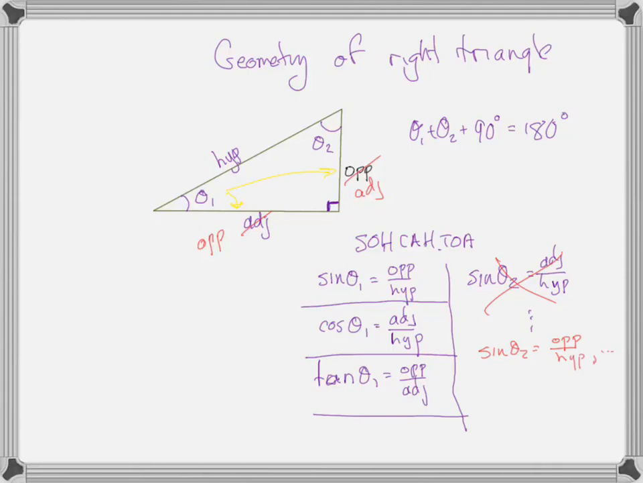Okay, just be careful about which angle you have and always look at your right triangle. Don't assume. Just look at your right triangle and figure out which is the angle you're interested in, which is the opposite side, which is the adjacent side. We also know one other thing about the right triangle, and that is the Pythagorean Theorem.